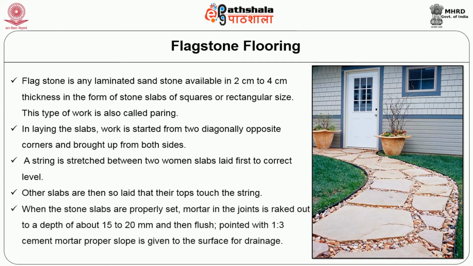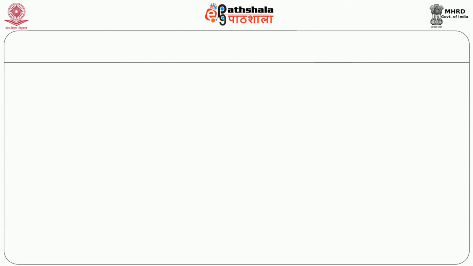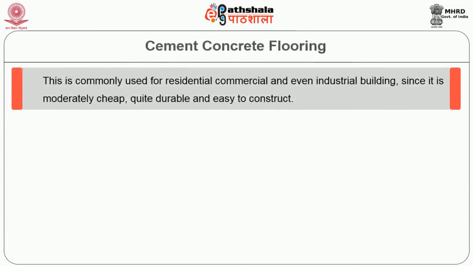When the stone slabs are properly set, mortar in the joints is raked out to a depth of about 15 to 20 millimeter and then flushed and pointed with about 1:3 cement mortar. Proper slope is given to the surface for drainage and the work is properly cured.